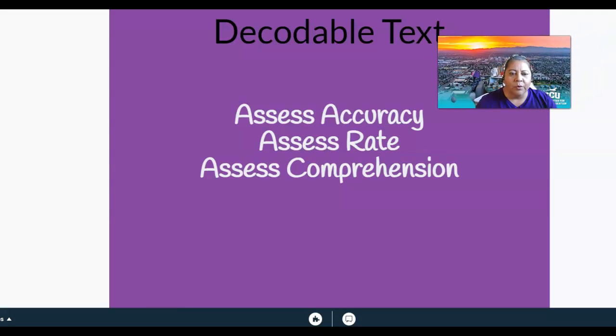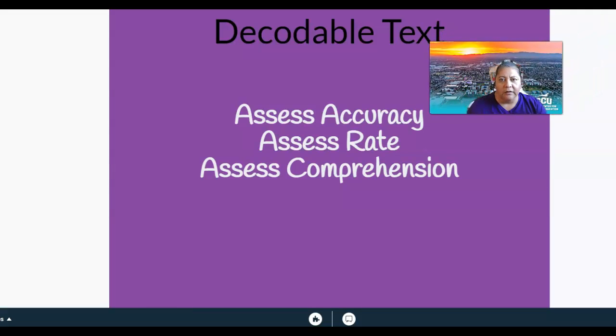So one of the things that we want to work on in fluency is that we want to be able to assess our students. So how do we assess them in accuracy? How do we assess them in rate? And then also comprehension. So when we assess for accuracy, we can look at the words that they're decoding correctly. With rate, the certain amount of words that they're reading per minute, and then obviously with comprehension, some questions.